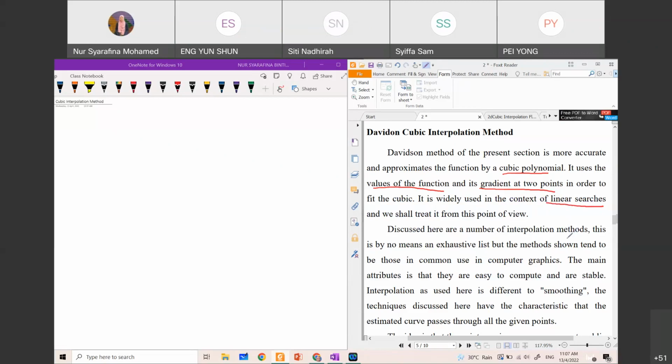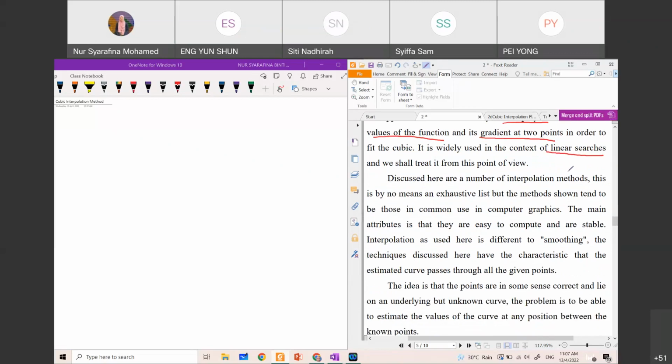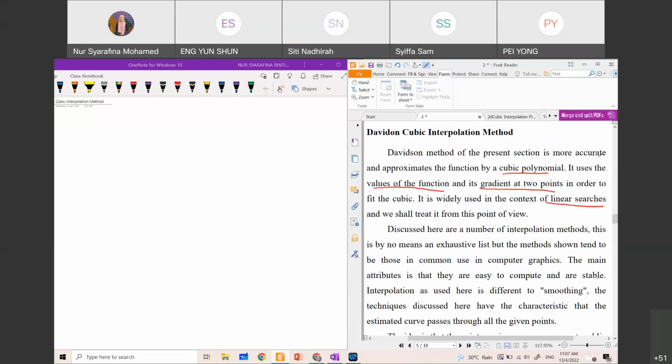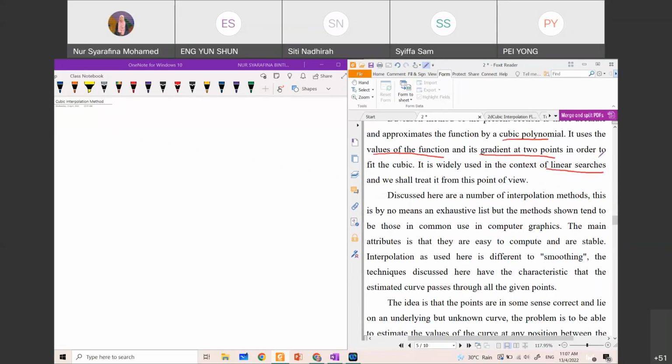We are going to use a straight line. Discussed here are a number of interpolation methods. Even though it is more accurate, the calculation is quite long and exhaustive manually, but the methods shown tend to be those in common use in computer graphics. The main attributes are that they are easy to compute and stable.